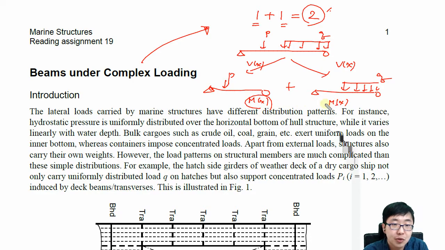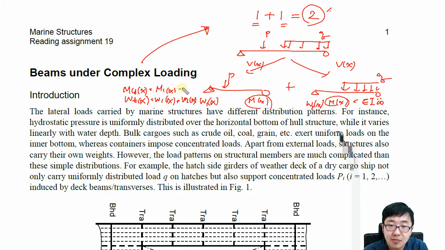And once we get the moment function, this is exactly the same as EI times the second derivative of the deflection, meaning that we can get deflection functions 1 and 2. So the total will be w1(x) plus w2(x), and M total is also the same as M1(x) plus M2(x). So this is the basic concept, and we'd like to apply this concept to marine structures.